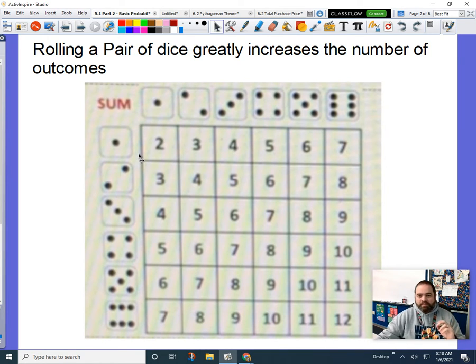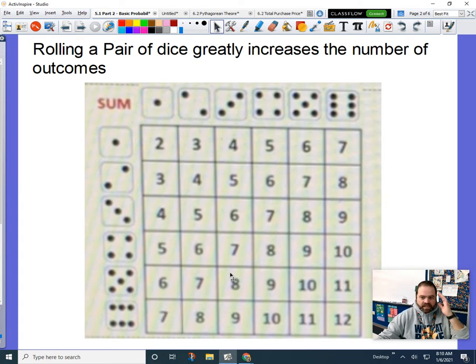So if you've ever played Monopoly, or I'm trying to think of another board game where you use two dice, it always comes back to Monopoly. Your first die, you roll a 1. Your second one, you roll a 1. So your total was 2. You just add them together. So you've got all these different possibilities.